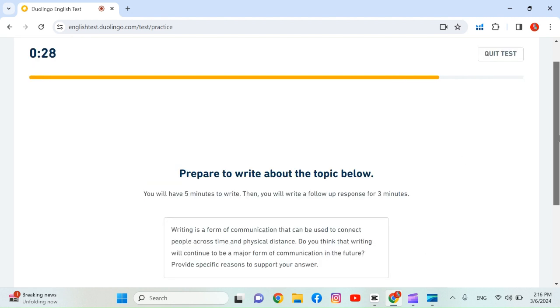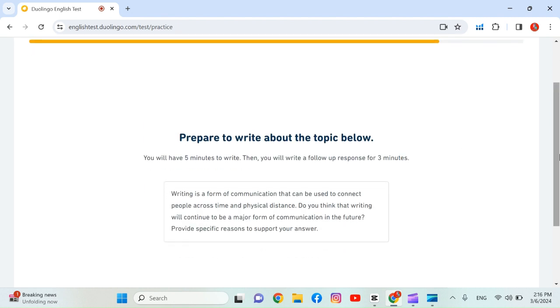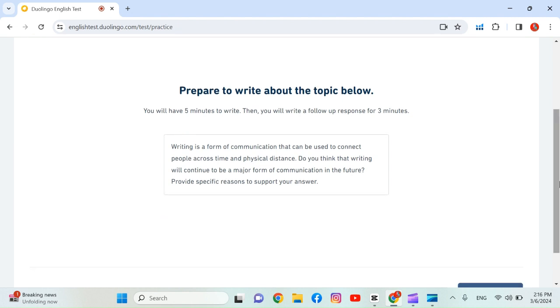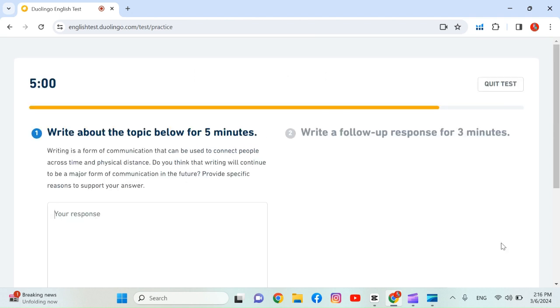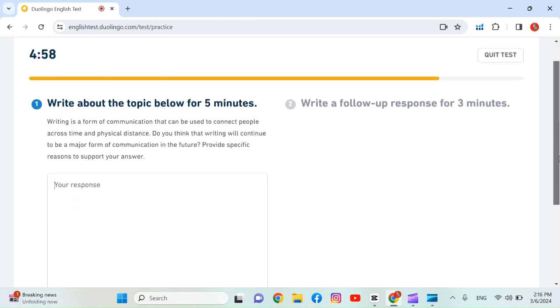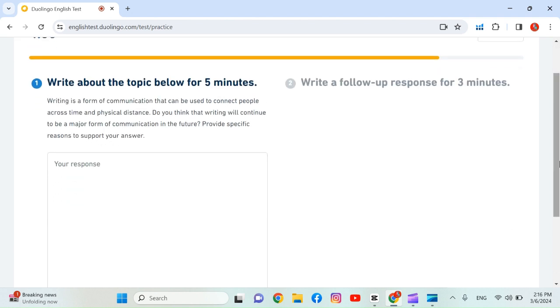Prepare to write about the topic below. You'll have 5 minutes to write, then you will write a follow up response for 3 minutes. That's 8 minutes, bro. Next. Okay. Write about the topic below for 5 minutes. Writing is a form of communication that can be used to connect people across time and physical distance. Do you think that writing will continue to be a major form of communication in the future? Provide specific reasons to support your answer.